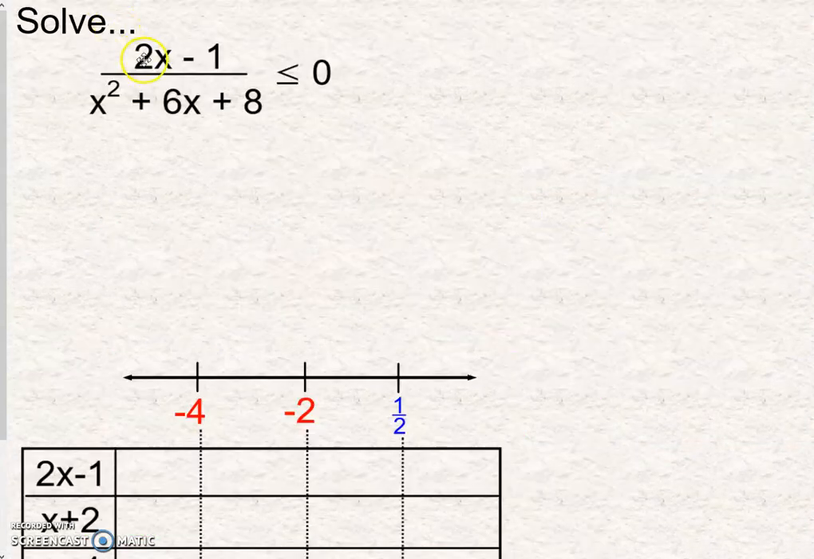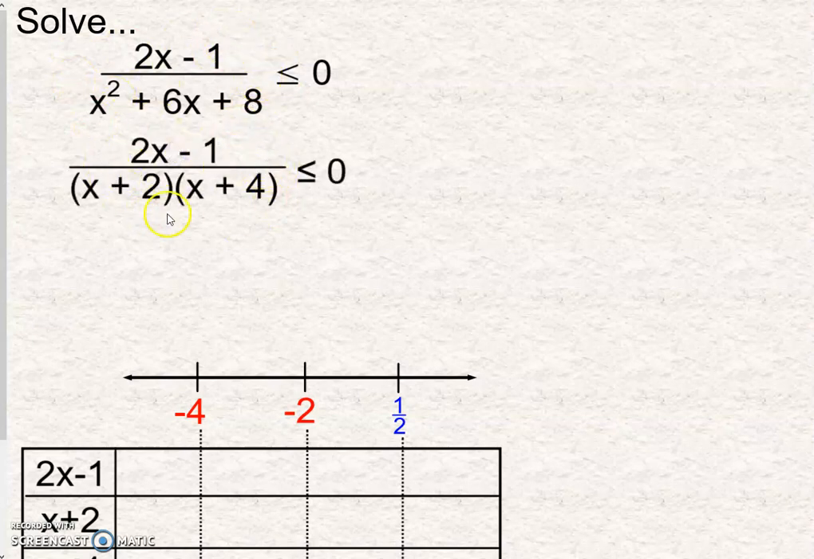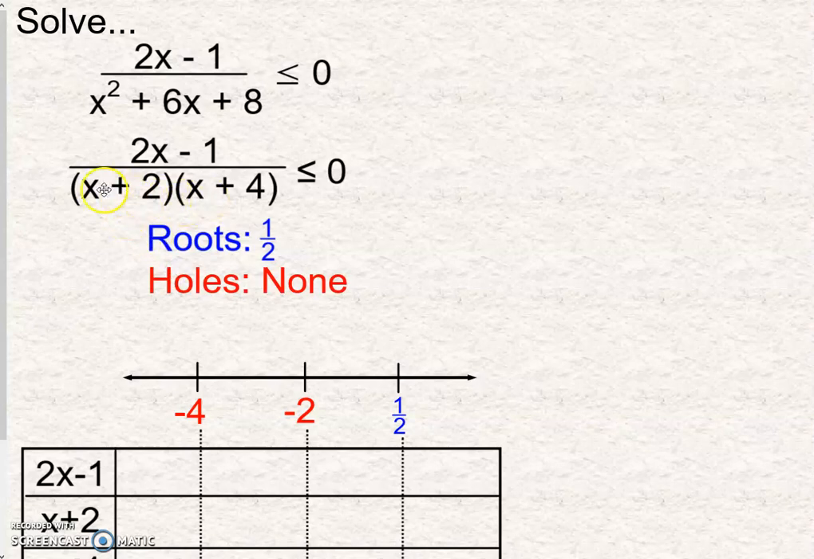Okay, so let's take a look at this. We're going to solve this function right here. And the first thing we can do is factor the denominator. And then we want to identify the critical points. The first critical point we probably want to identify would be the root. And you can see we have a root of 1/2. There aren't any holes, but there are 2 vertical asymptotes at negative 2 and negative 4.